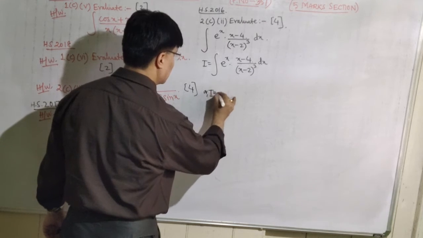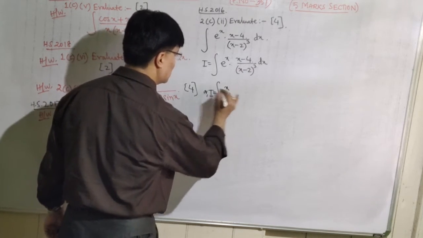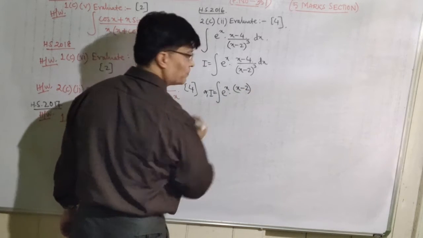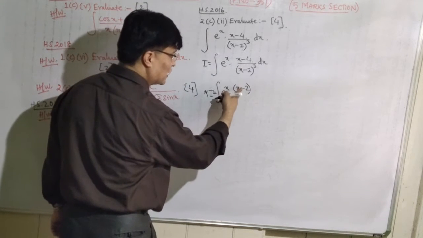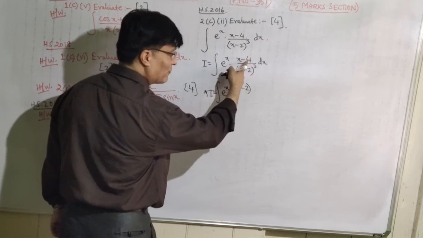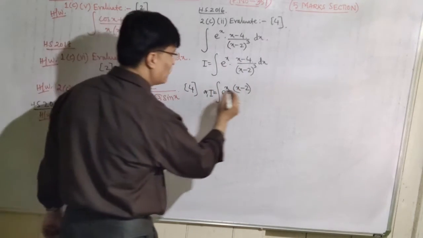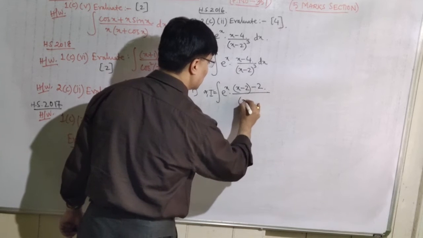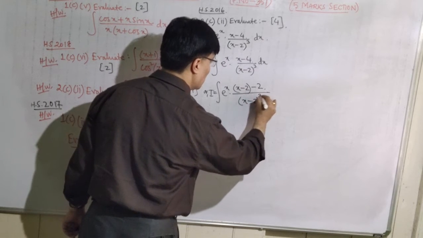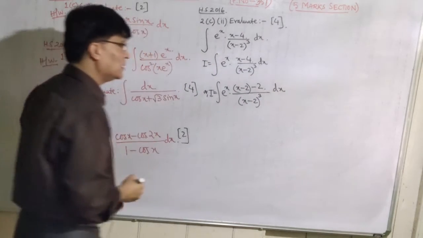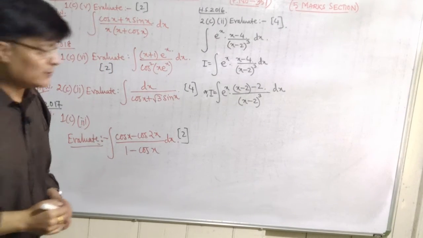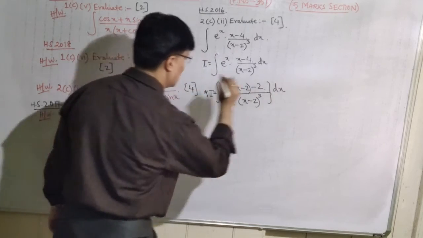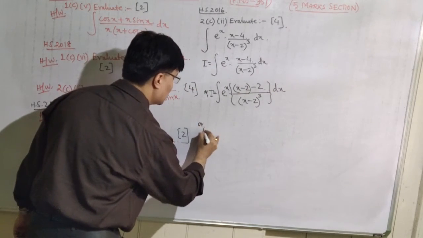Or I equals the integral of e^x times, now this is x - 2. So x is correct, but there is minus 2, but here we have got minus 4. To make it minus 4, what will you write? Minus 2, divided by (x - 2)^3. Then we write dx there. So let us keep it within the second bracket and separate the fraction.